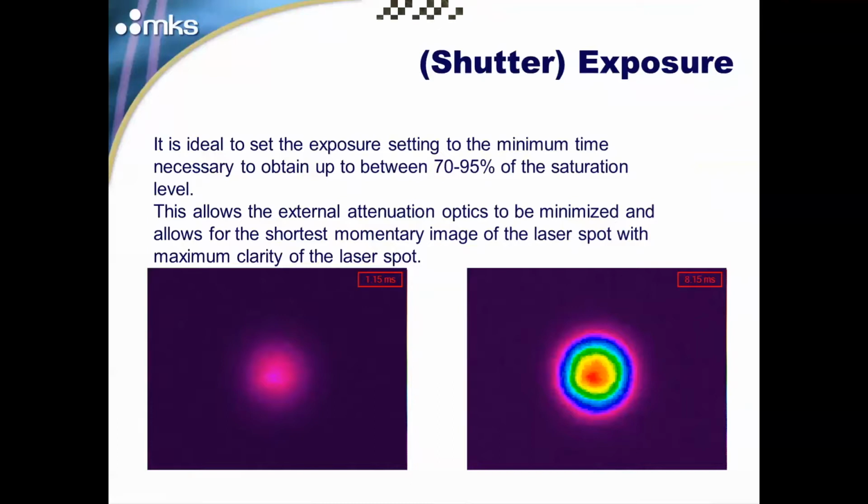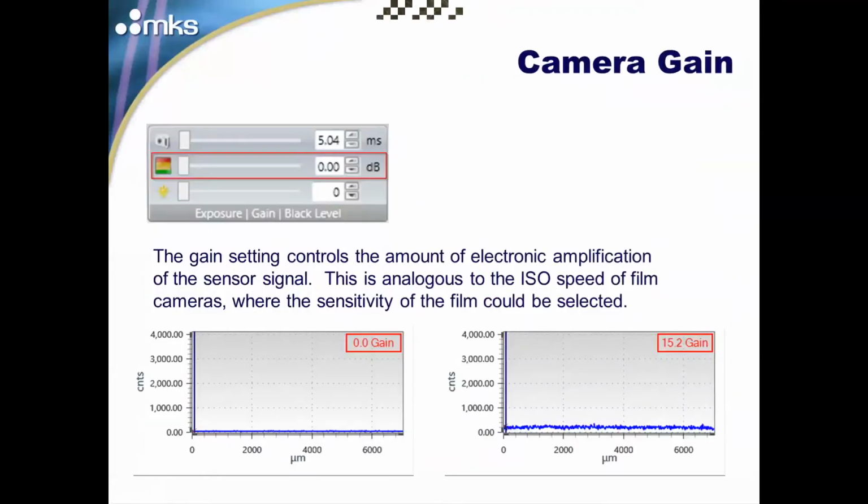BeamGage will also show saturation with an alternate color. Not shown here, but these peak pixels here would start turning white as you're getting too close to saturation. So either increase some attenuation or reduce the exposure to compensate for that.